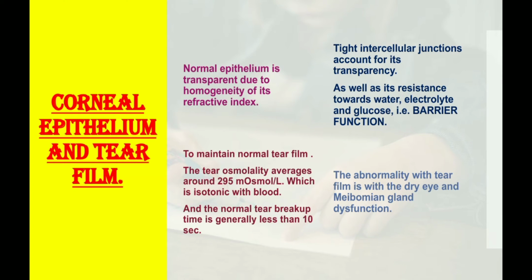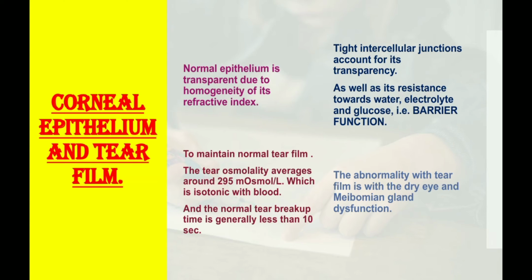Okay, so now, the corneal epithelium and tear film. First we have to understand the role they play in maintaining corneal transparency. The normal epithelium is transparent due to homogeneity of refractive index. This is maintained by tight intercellular junctions, which account for its transparency as well as its resistance to water, electrolytes and glucose, and work as a barrier function.